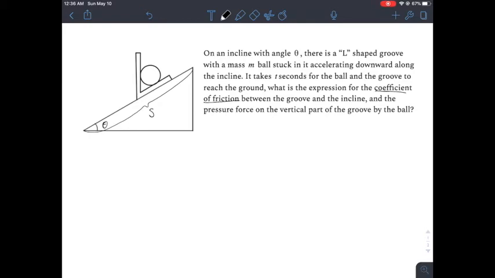So I want you to pause the video and try it on your own. After you try it, come back to the video and we'll show you how I did it.